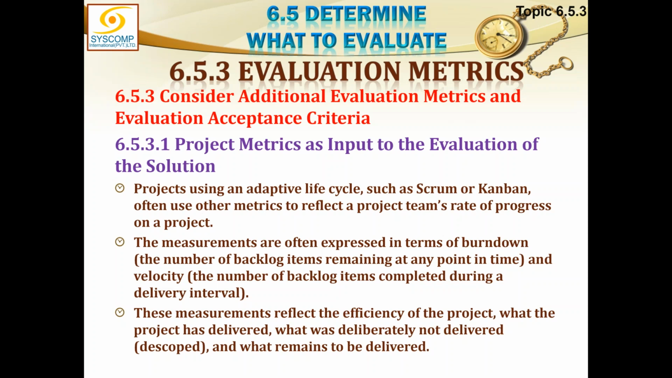So if you look at the definition, it is the number of backlog items remaining at any point in time. So there were 100 items initially in the product backlog. Right now there are only 50. So my burn down chart shows 50 at this point in time. As far as velocity is concerned, what is the speed of the team to complete the user stories? That is the velocity of the team. How many user stories can you undertake?